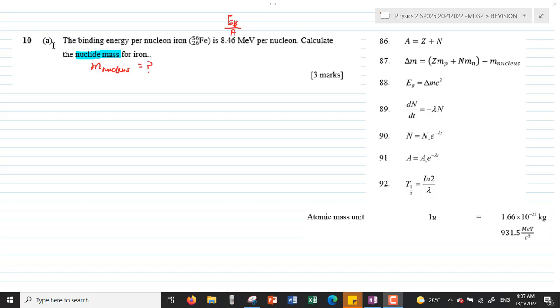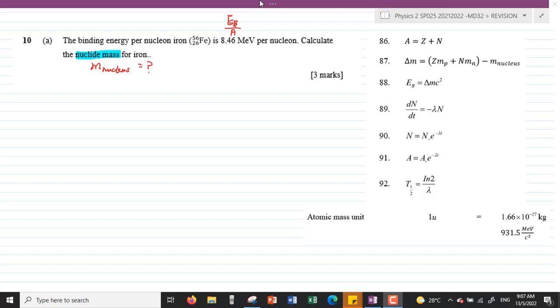So question 10a: the binding energy per nucleon of iron is 8.46 MeV per nucleon. Calculate the nuclide mass for iron. So that means we want to find the mass of the nucleus for the iron. If we refer to the list of equations given for topic 10, we can very obviously see we can determine the mass of the nucleus by using equation 87.